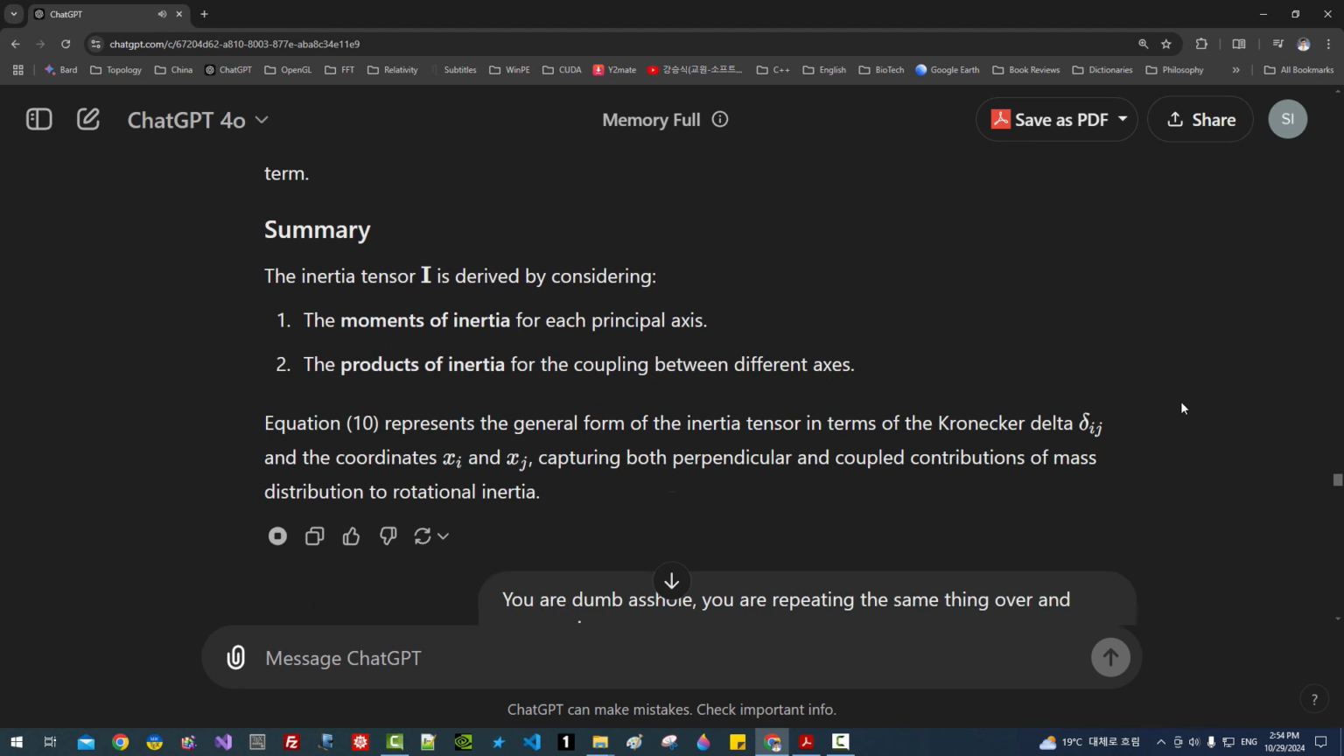Summary. The inertia tensor I is derived by considering 1. The moments of inertia for each principal axis. 2. The products of inertia for the coupling between different axes. The final equation represents the general form of the inertia tensor in terms of the Kronecker delta, delta_ij, and the coordinates x_i and x_j, capturing both perpendicular and coupled contributions of mass distribution to rotational inertia.